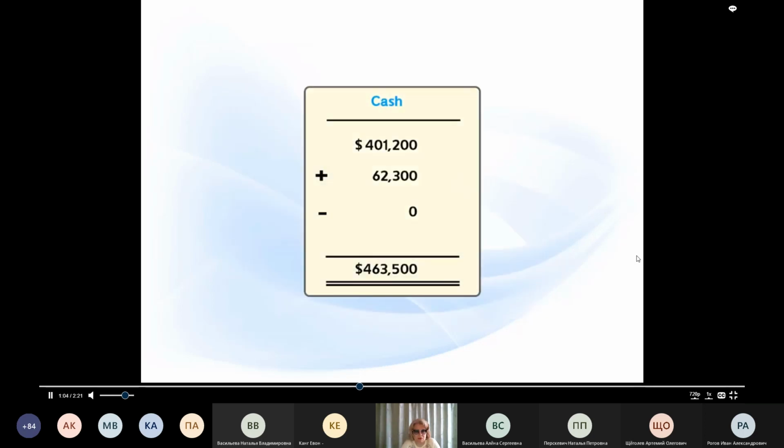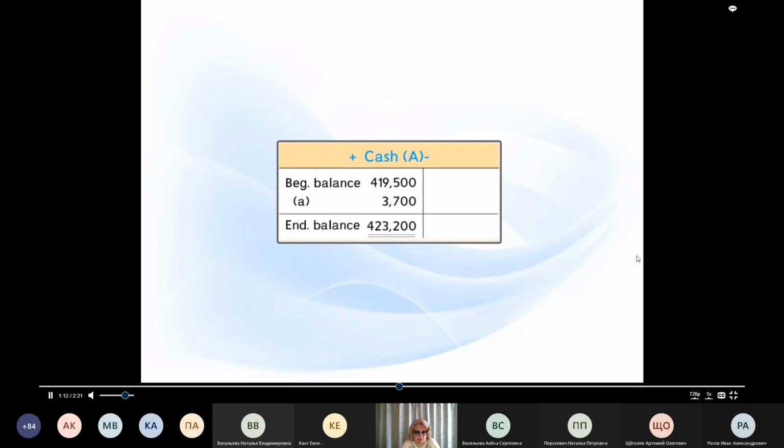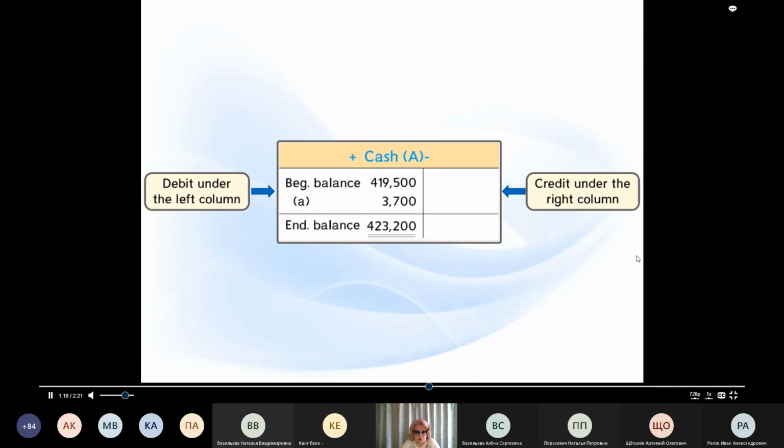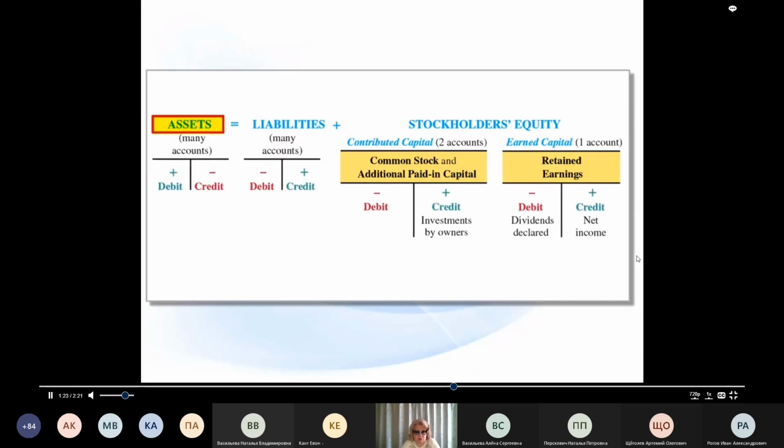Let's go back to our original approach to recording transactions. We recorded all increases and decreases to an account in a single column. Let's split the cash account column into two. The left column is the debit column and the right column is the credit column. Remember what Luca Pacioli decided. For assets, such as cash or accounts receivable, increases are recorded with debits and decreases are recorded with credits.